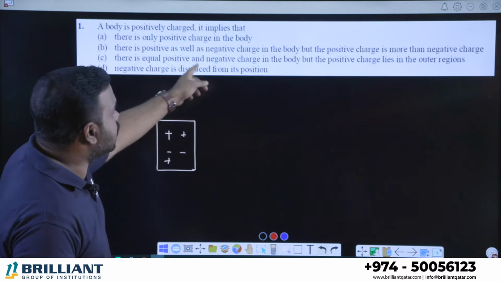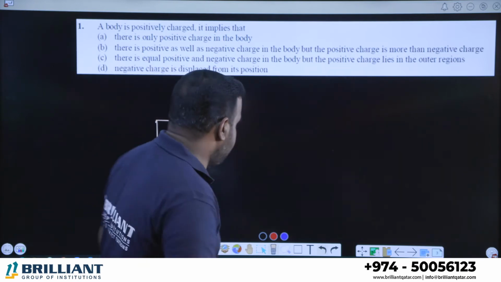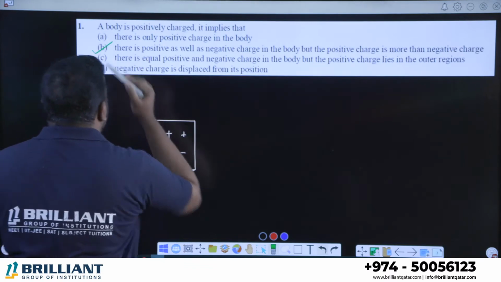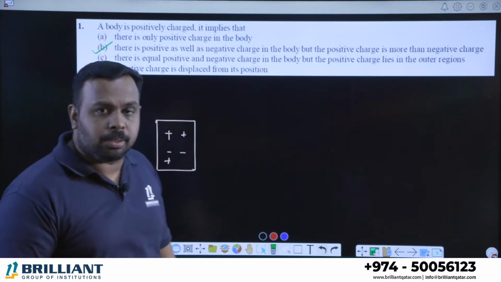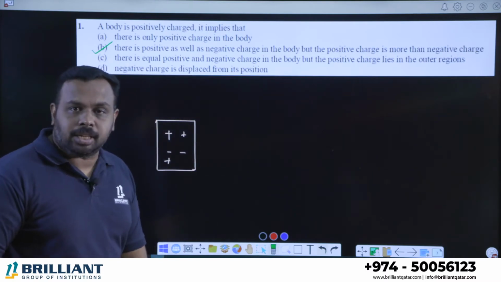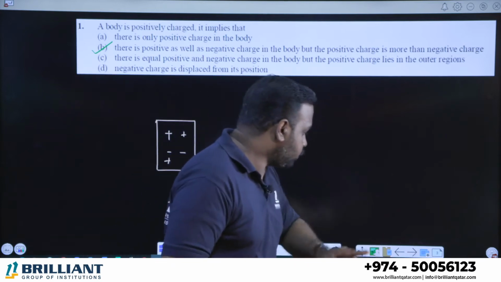There is positive as well as negative charges. Both are there, but positive charge is more than the negative charge. So the answer for this question is option B. More number of positive charges means the body is positively charged. More number of electrons means it will be a negatively charged body. Okay. Now let's go to the second question.